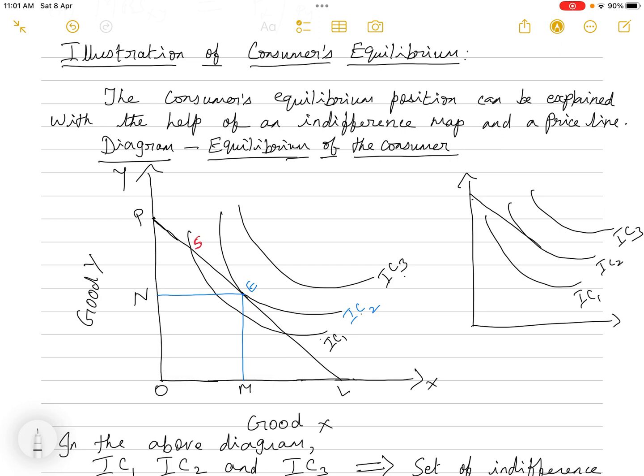Now we have to know the prices of the two commodities, which is represented by the price line. Now you draw the price line. So this is PL. You can see this is the point of equilibrium. That is what this diagram is representing. This is the point of equilibrium, where the price line is tangent at its minimum point. That is what is mentioned here.